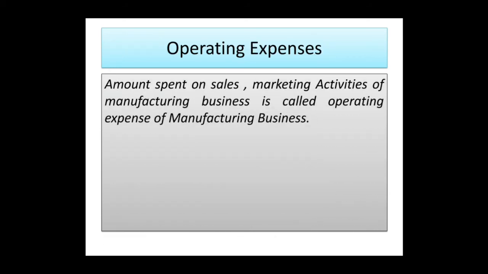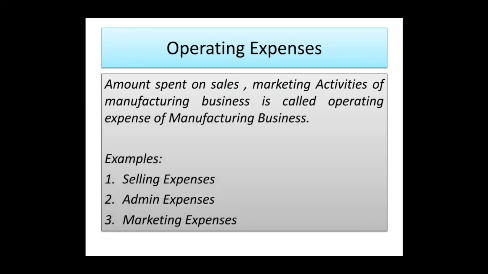Now we see the operating expenses in manufacturing business. First we see the definition. Amount spent on sale and marketing activities of manufacturing business are called operating expenses. The examples of these expenses include selling expenses, admin expenses, marketing expenses.